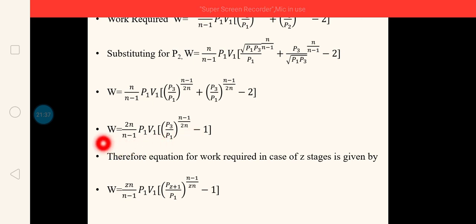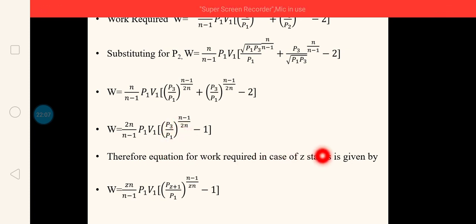See, this is the final equation for the two-stage compression for minimum work requirement. Since it is two-stage compression, if you compare with the single stage compression, what is the difference? In the single stage compression, the work requirement equation was n by n minus 1 P1 V1 (P2 by P1 all raised to n minus 1 by n minus 1). So here, when it becomes two stage, 2 is added here, and 2 is added along with this power also. That is the only change.